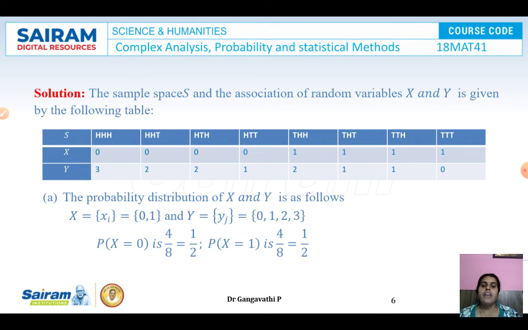With these values of x and y and the sample space, let us try to answer the sub questions. The first sub question is to find the joint distribution. So the probability distribution of x and y is given as follows.